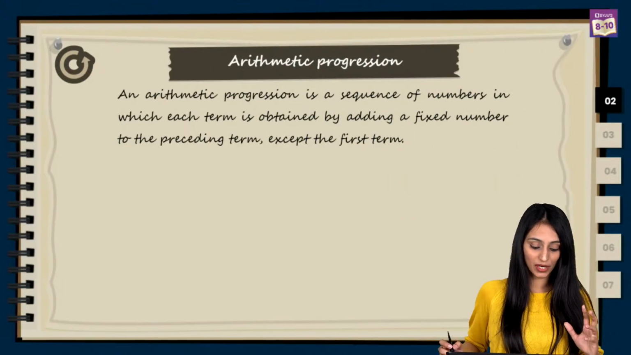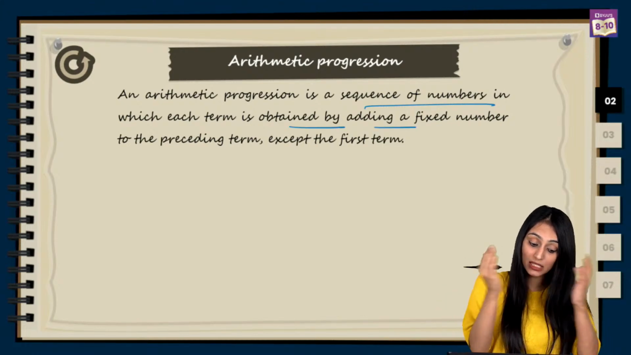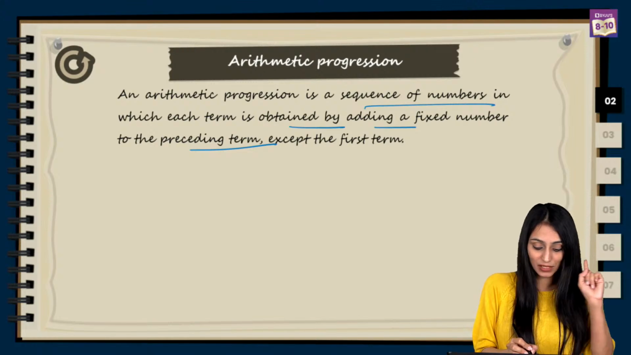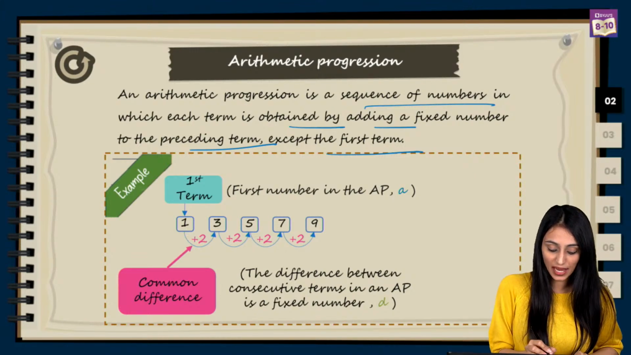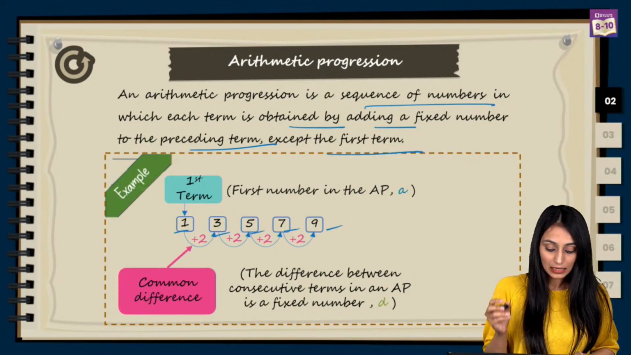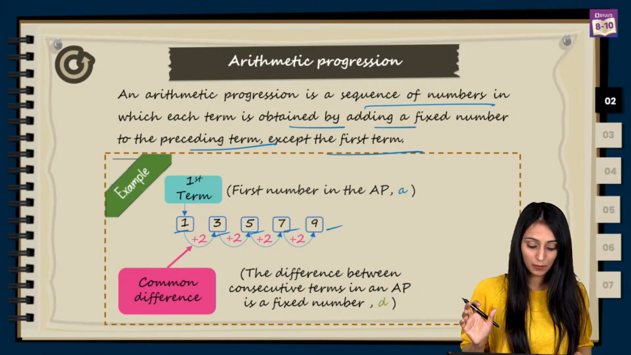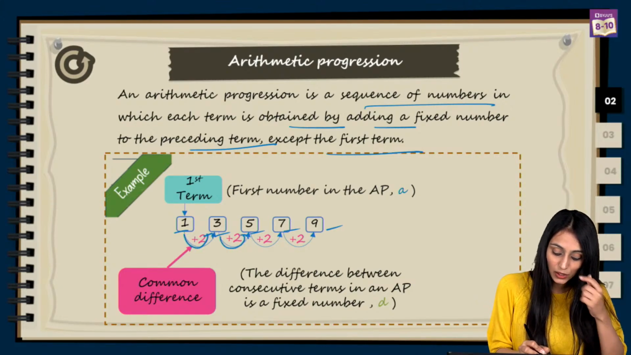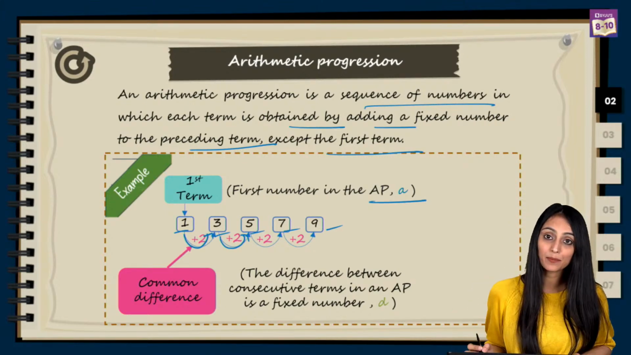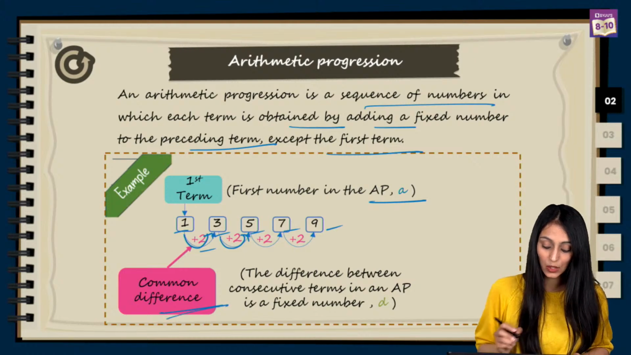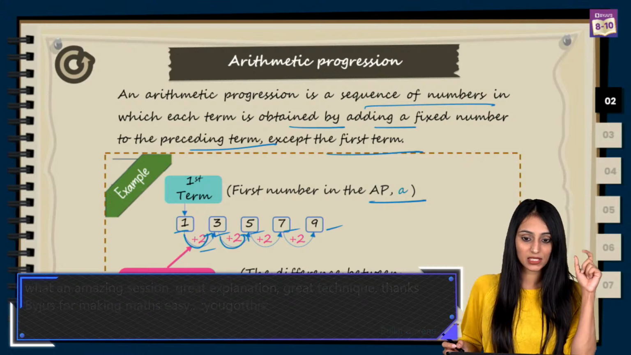All right, so what is an arithmetic progression actually? It's basically a sequence of numbers in which each term is obtained by adding a fixed number to the preceding term, except the first term, right? We know this. So, how is it actually represented? Let's suppose we have 1, 3, 5, 7, and 9, right? This is basically representing an arithmetic progression. That's basically an AP series. So here you can see that every time I add 2 to the preceding term, we get the next term, right? So here first term is represented by a, and over here plus 2 is nothing but the common difference. It's basically the difference between the consecutive terms in an AP, and we denote this by small d.